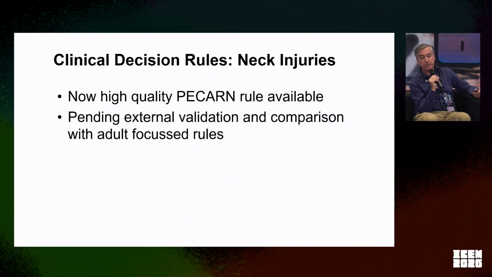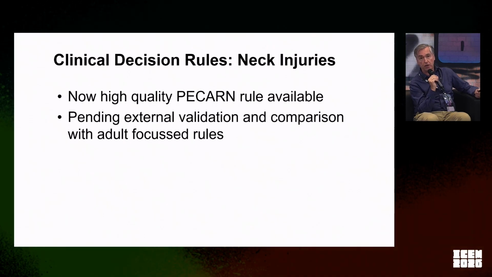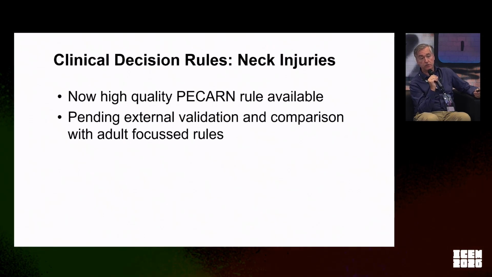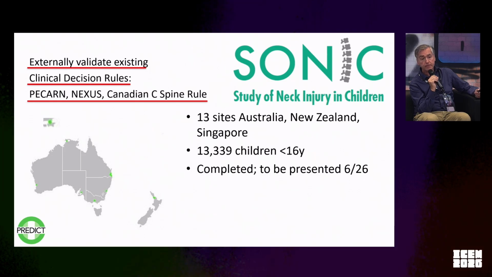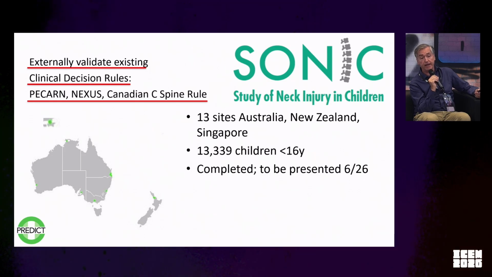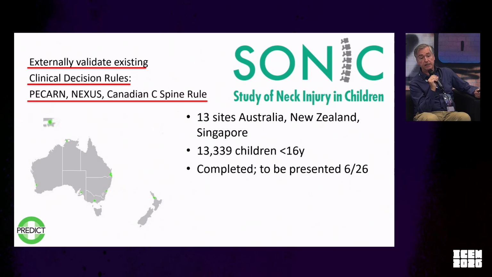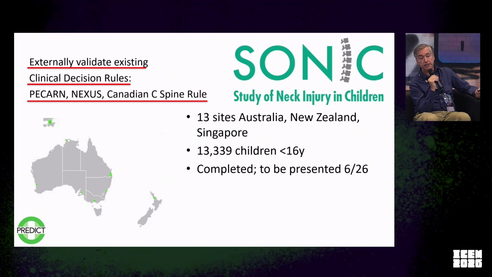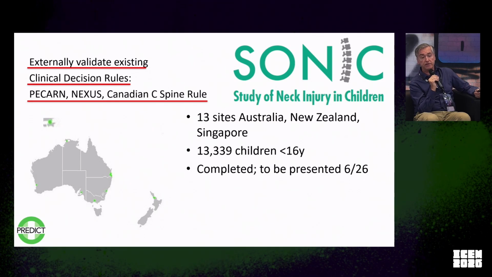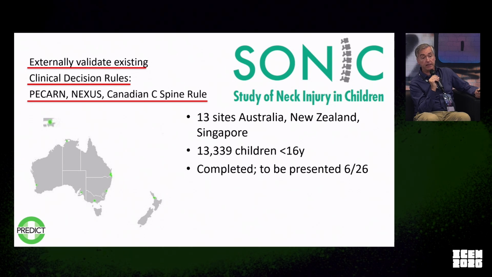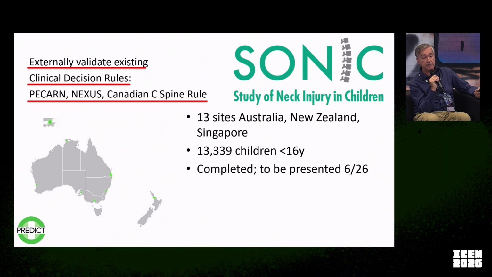require external validation and comparison with adult-focused rules. And adult-focused rules are used in a lot of emergency departments across the world. That's where new evidence comes in. The SONIC study in Australia included sites from Australia, New Zealand, and Singapore. It enrolled 13,000 patients, and it is comparing the PECARN, NEXUS, and the Canadian C-spine rule.